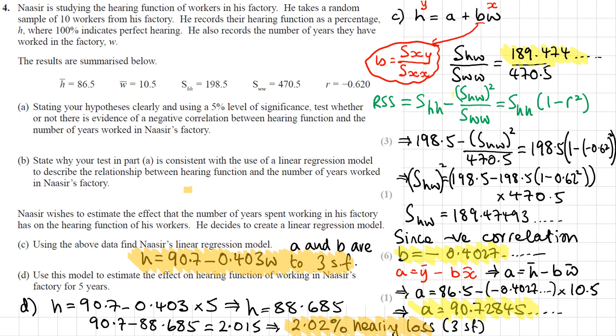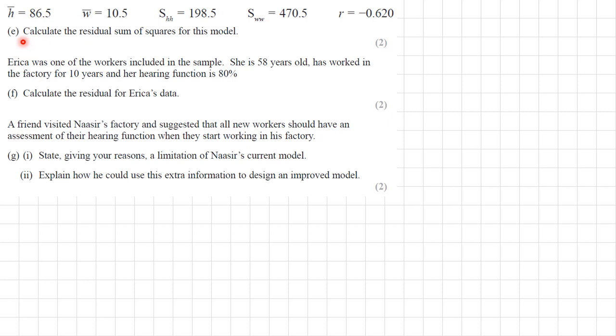Part E. Calculate the residual sum of squares for this model. Okay, so to calculate the residual sum of squares, we've got two ways to do it, by using all of these summary statistics here, or by using one of the summary statistics and the value of r. I'm going to use the second way because that looks a little bit easier to work out. I could do it either way, I'll get the same answer.